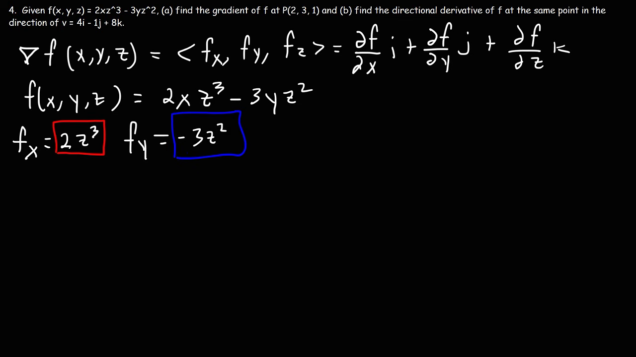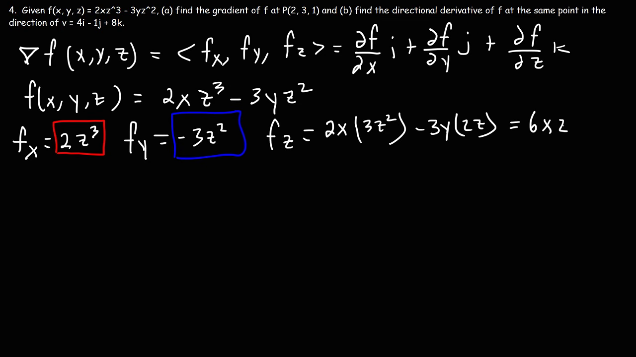Now, let's find the partial derivative of f with respect to z. So it's going to be 2x times the derivative of z to the third, which is 3z squared, minus 3y times the derivative of z squared, which is 2z. And so that's going to be 6xz squared minus 6yz. So now we have our 3 partial derivatives. Now, let's move on to write in the directional derivative.